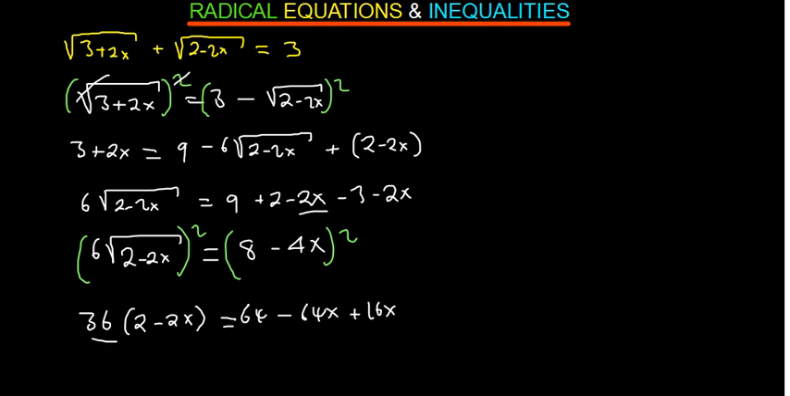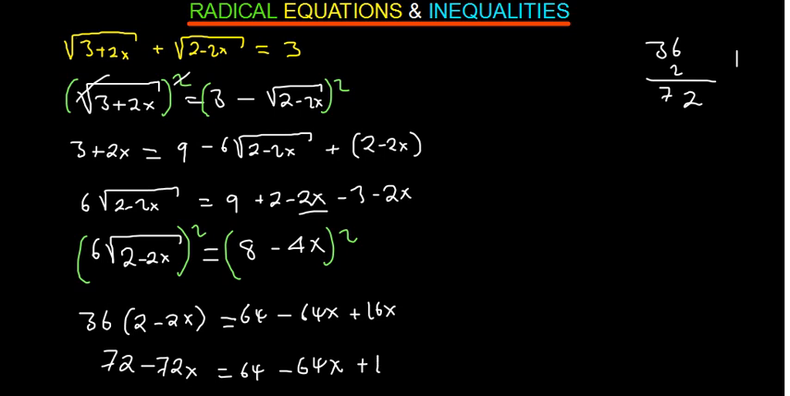And then I'll multiply 36 times 2. What do we get? 36 times 2. 72. This is going to be 72 minus 72x is equal to 64 minus 64x and then plus 16x. Oh, that other one is supposed to be squared. That means you people are not following. If we square this, it will be 16x squared.